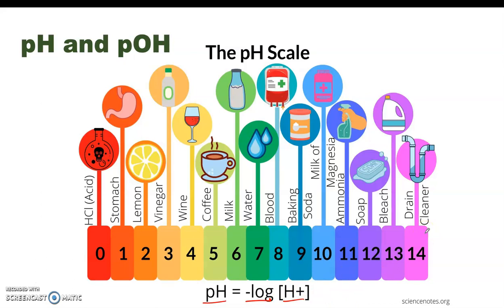So some common substances: hydrochloric acid, your stomach acid, is a pH of 1. You've got lemons, vinegar. You can see these are all acidic things. Water is a 7. Blood is just slightly basic, somewhere in, I think, the 7.4 to 7.6 range. It just lists it as an 8 here. Baking soda, and you'll see a lot of your cleaning products, drain cleaners, very basic. Bleach, soap are also a little bit basic. And then you've got ammonia, and then milk of magnesia, which is used to neutralize stomach acid if you have an upset stomach.